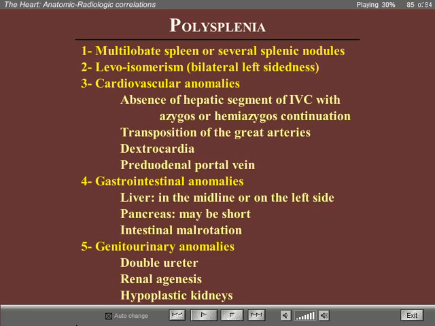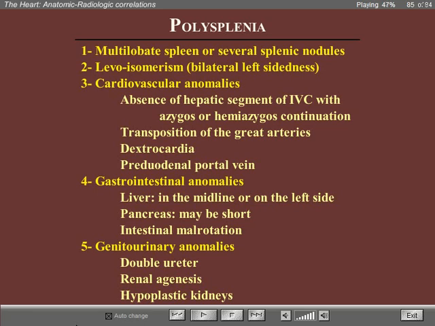The second abnormality is levoisomerism, which is bilateral left-sidedness. And we look at the plain X-ray and find that the two main bronchi are long and give off only two lobes on each side.